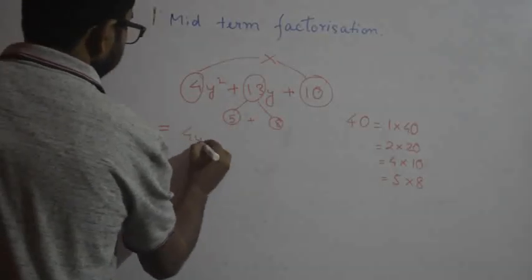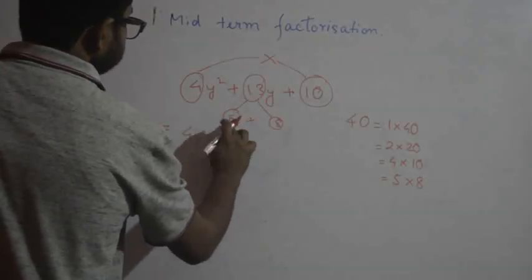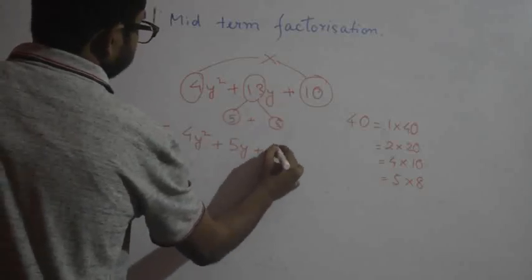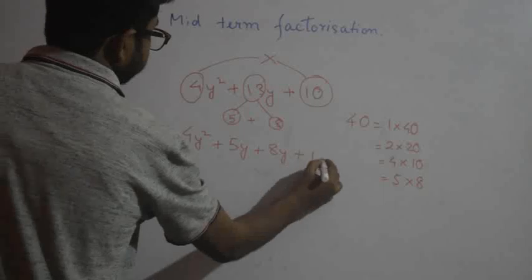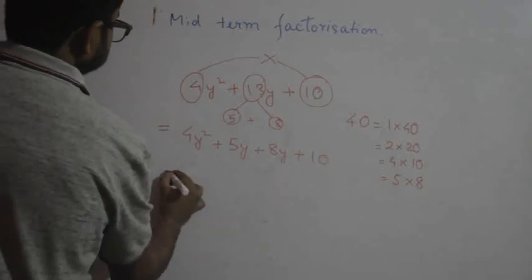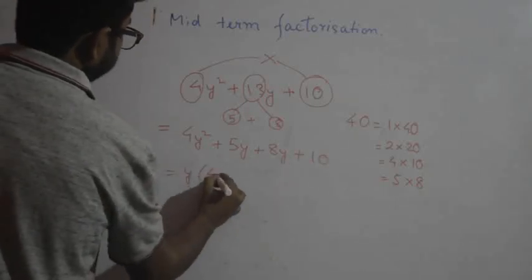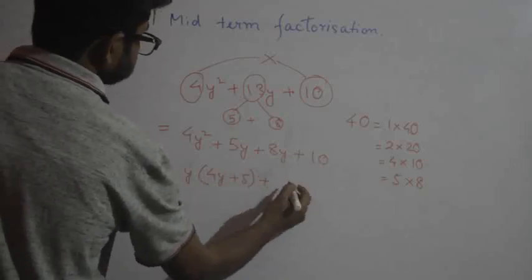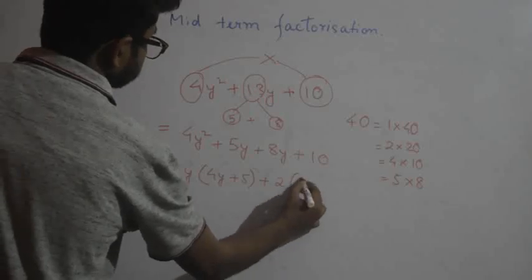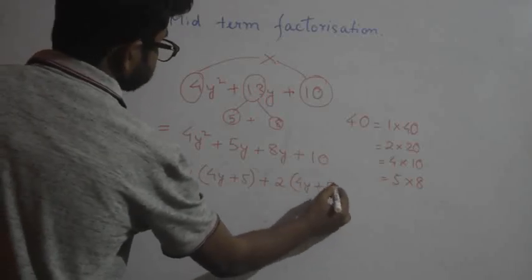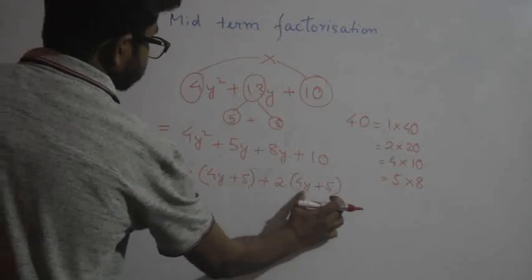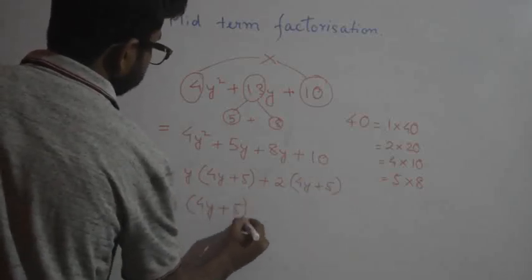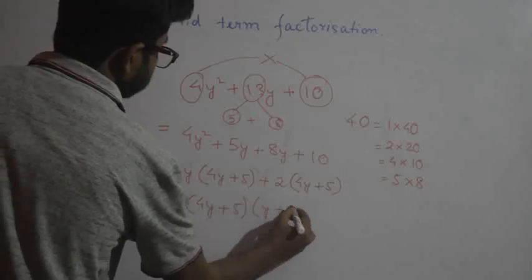Now what will we write? 4y square plus, since the variable here is y, 5y plus 8y plus 10. From these two terms, y is common, so you will get 4y plus 5. And from these two terms, 2 is common, so you will get 4y plus 5. Now these two are the same. Take common. 4y plus 5 into y plus 2.